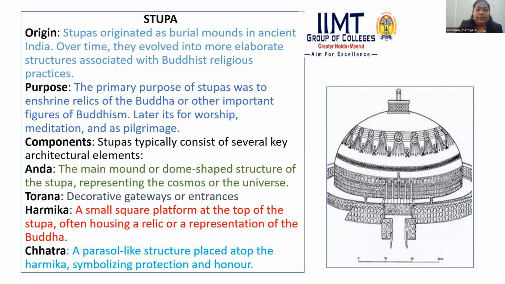So how many components related to stupa? Stupa typically consists of several key architectural elements. So there are following. Number one, Anda, also called dome. The main mound or dome-shaped structure of the stupa is called Anda, and it represents the cosmos or the universe. So it's the representation of universe.